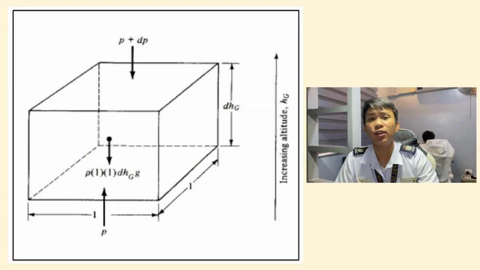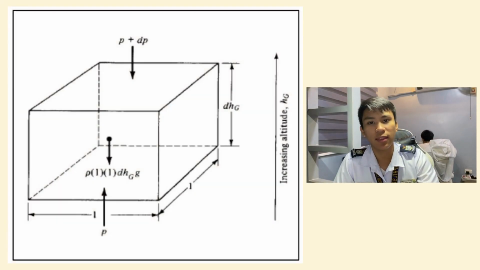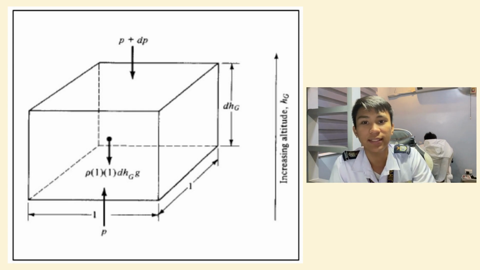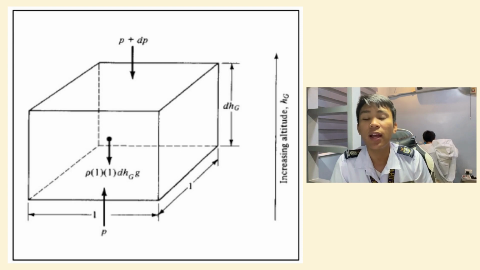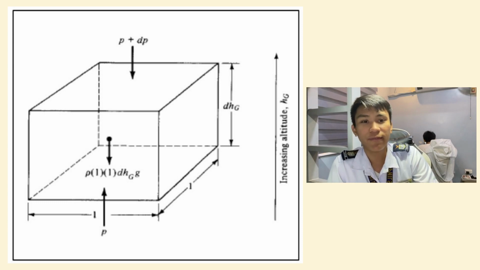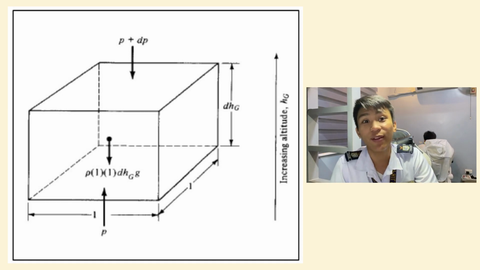To understand the hydrostatic equation, let us look at this figure. Consider a stationary fluid element of air at rest shown in the figure. For convenience, we use rectangular faces whose top and bottom sides have a length and width of 1 unit and whose sides have an infinitesimally small or immeasurably small height, which is labeled as dHg. We have force on top, bottom, and also force from the weight of the air.